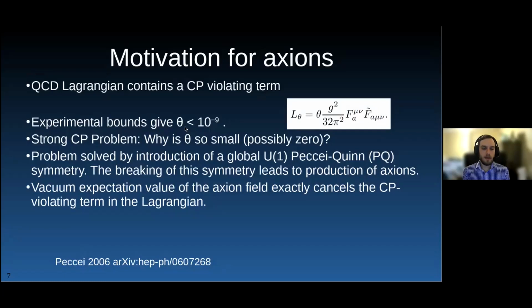And a solution to this problem was introduced by Peccei and Quinn, and their solution involved the introduction of a new global U(1) PQ symmetry, and the breaking of this symmetry leads to the production of axions. Now, the vacuum expectation value of the axion exactly cancels this CP violating term in the Lagrangian, solving the strong CP problem.